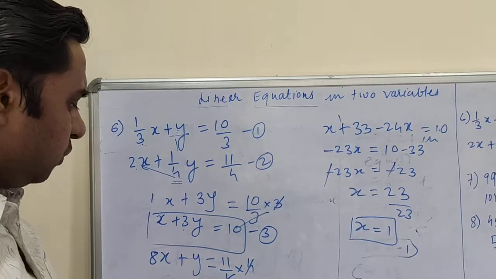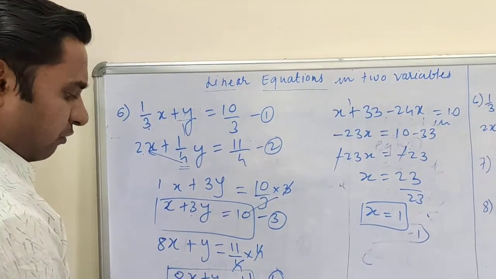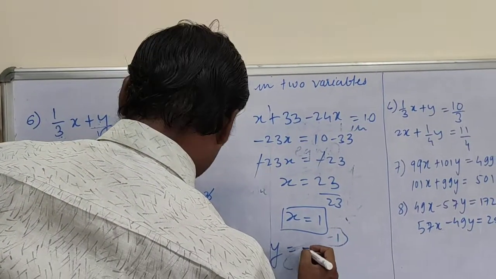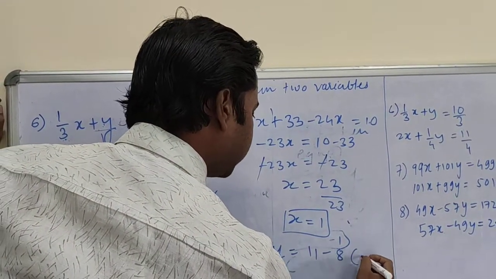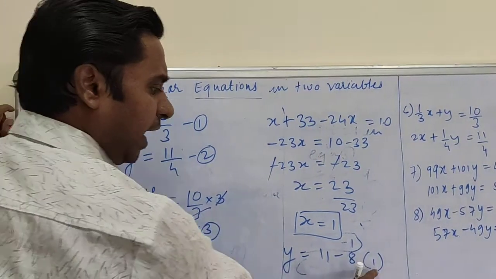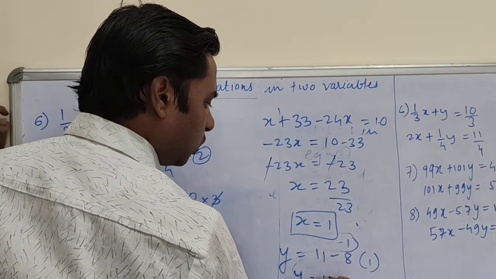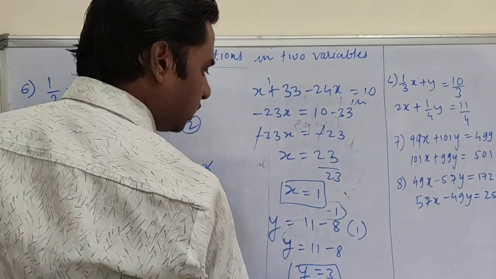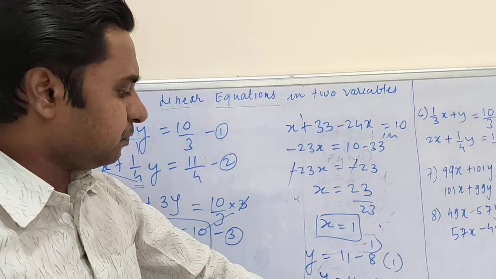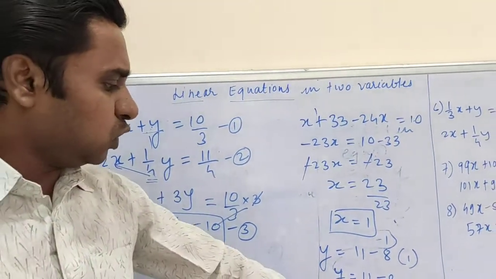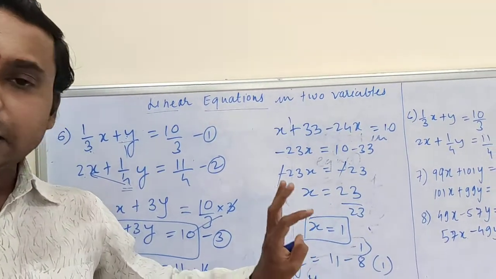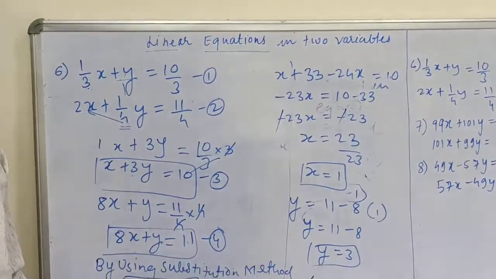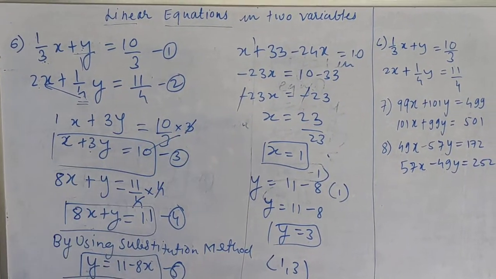Now we have to substitute this value in equation 5 so that we can have the value of y. So y is equals to 11 minus 8x. So instead of x we have to put 1. y is equals to 11 minus 8. y is equals to 3. This is the solution set, 1, 3. Okay. Now we'll proceed with the next one.